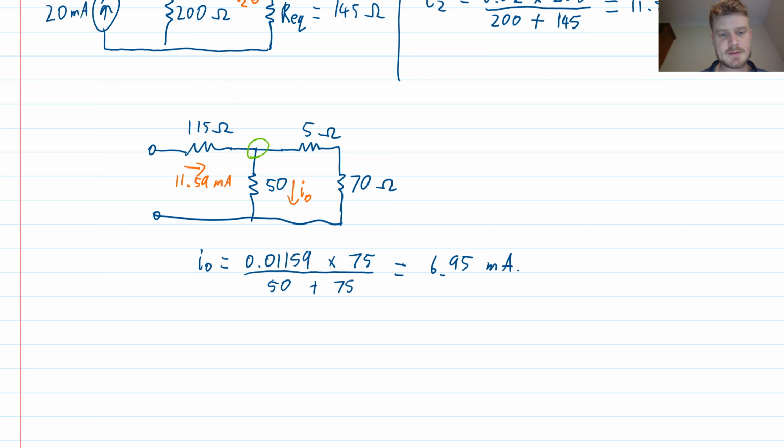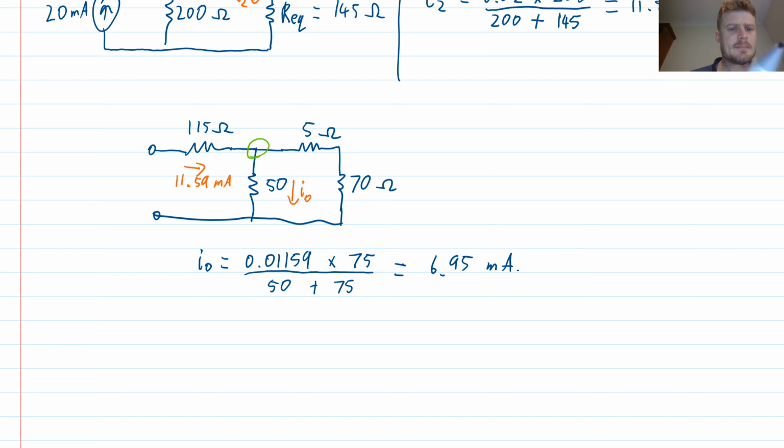And that's plausible: 11 and a half coming in, and we end up with nearly 7 going down this particular branch. It has the smaller resistance, so I would expect it to have the larger share of the total current. So that seems like a reasonable number. It's useful to do these sorts of sanity checks in your head.